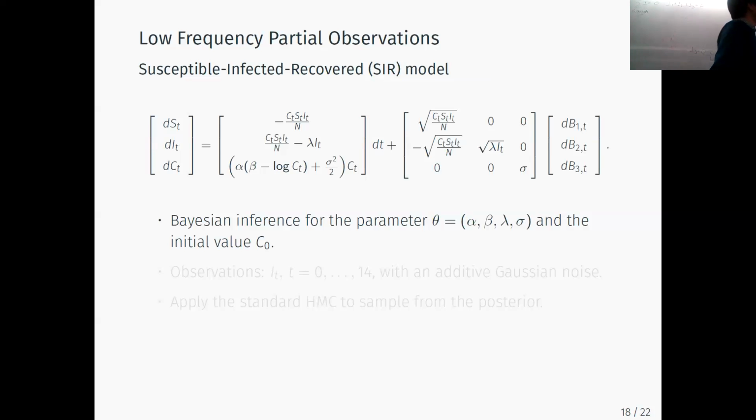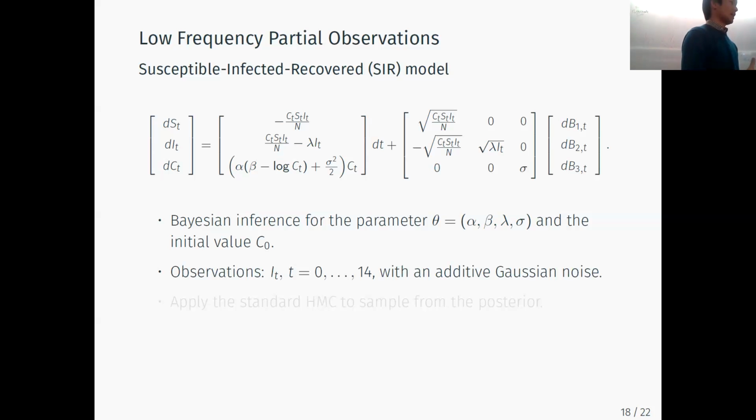Then finally, we will see an example of low frequency partial observations. We will consider the SIR model. This is a 3-dimensional elliptic diffusion. We will do Bayesian inference to estimate the parameter theta. The observations are real data of the number of infected people, and we assume there is additive Gaussian noise in the observations. Under this setting, we apply standard Hamiltonian Monte Carlo to sample from the posterior. Of course, you can use other Monte Carlo methods rather than standard HMC.